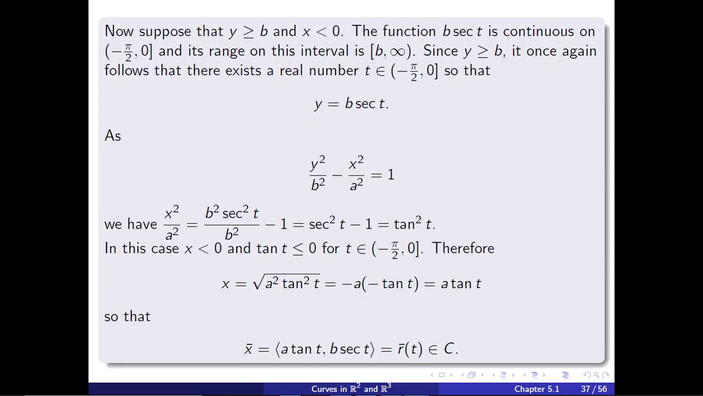And so therefore what it means is x is a tan t. We showed that y was b sec t. So therefore (x, y), which is (a tan t, b sec t), is equal to r of t, which is an element of C. So therefore we have shown that for this case (x, y) is also in C.